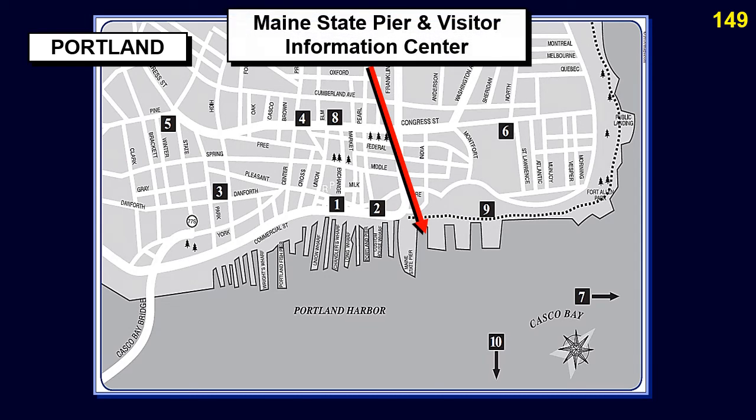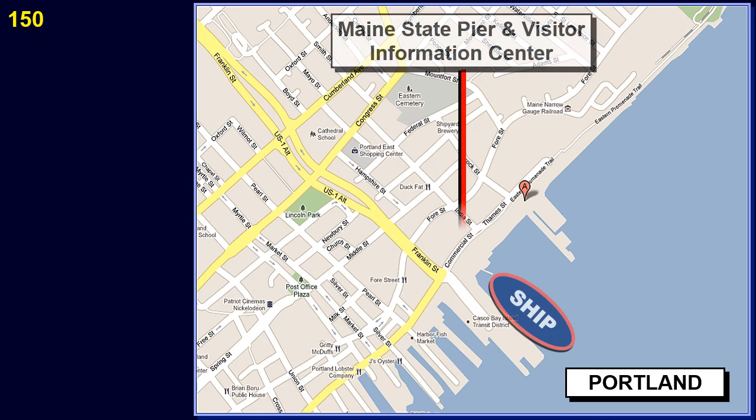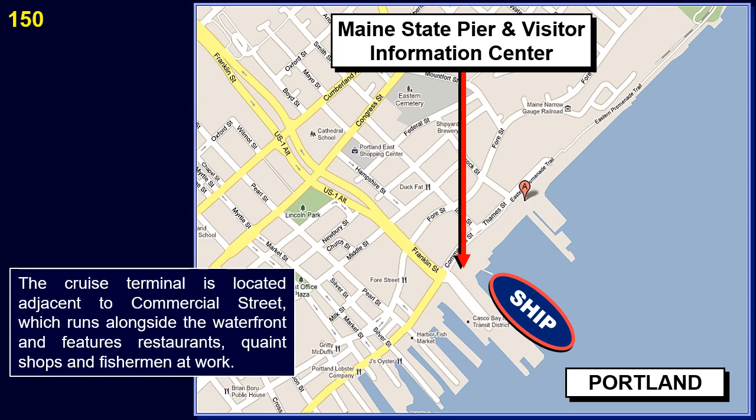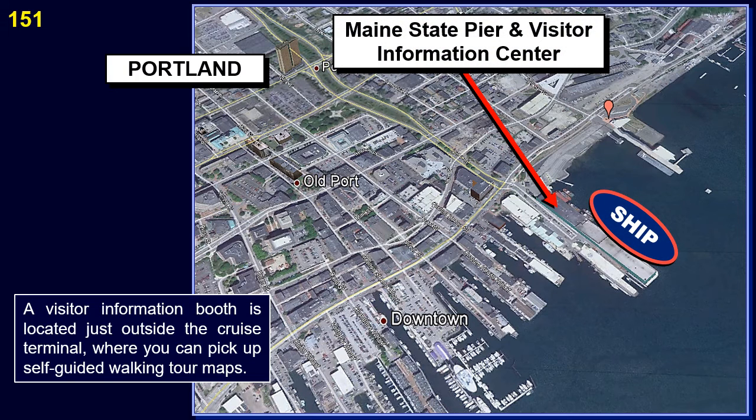where you're docked. All the major cruise ships dock on the waterfront in downtown Portland at the Portland Ocean Terminal. From there it is just a walk of a few minutes to the Old Port shopping area. The cruise terminal is located adjacent to Commercial Street, which runs alongside the waterfront and features restaurants, quaint shops and fishermen at work. A visitor information booth is located just outside the cruise terminal, where you can pick up self-guided walking maps.